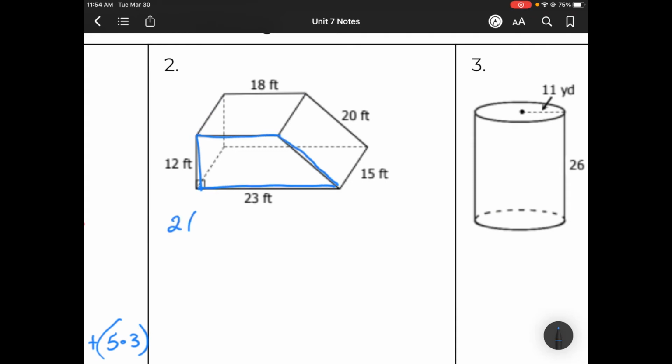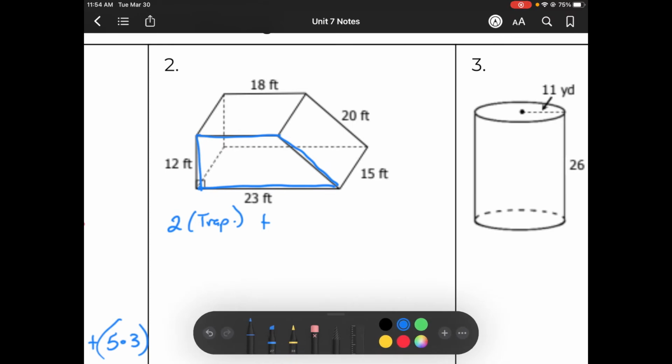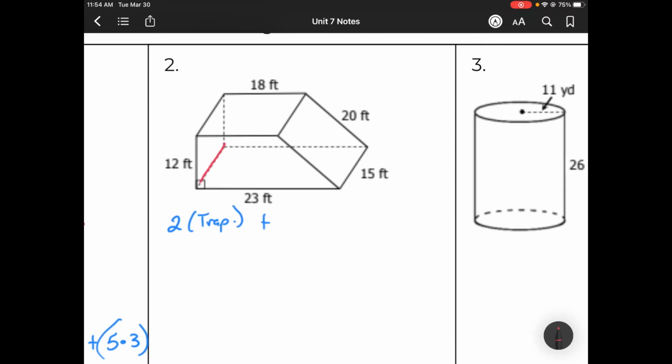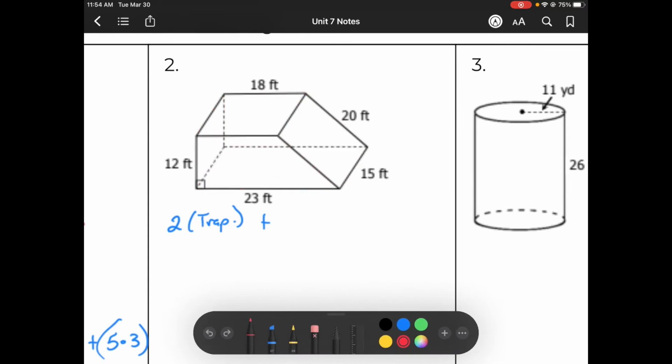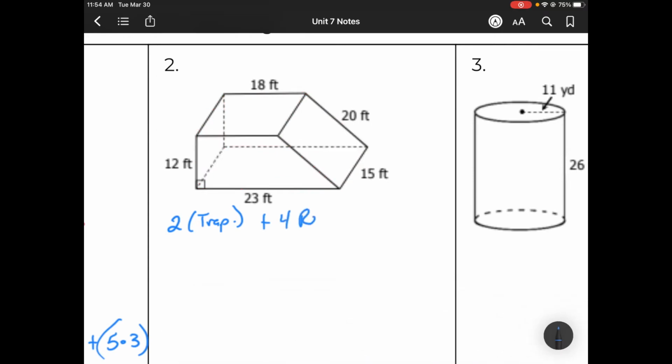So my area has 2 trapezoids, and then we have 4 connecting rectangles. Okay, we have these 4 rectangles here on the left side, the top side, the right side slanted like that, and then this bottom one is also a rectangle. So we're going to add in 4 rectangles, but each of those is going to be different. So let's talk about our trapezoids first.